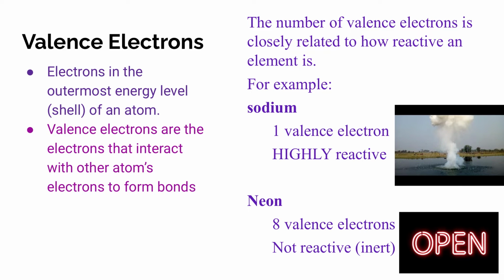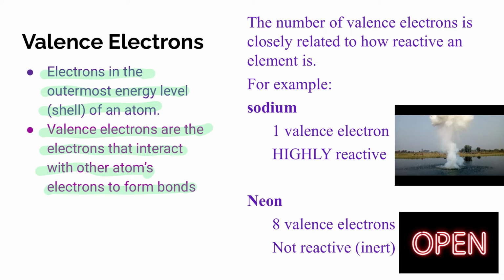Valence electrons are electrons in the outermost energy level, or the shell of the outermost shell of an atom. The valence electrons are the electrons that interact with other atoms' electrons to form bonds. They're the whole reason we all exist.